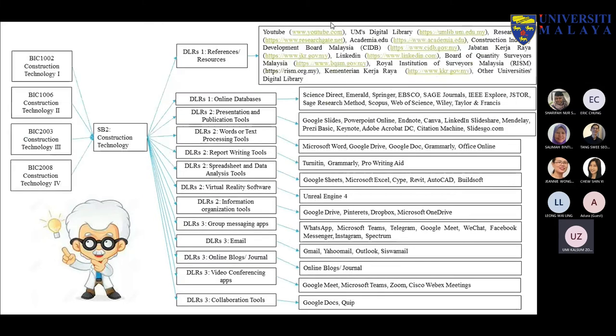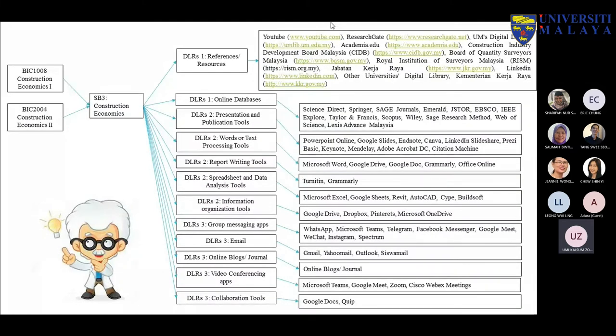And this is for construction technology, and you can see the difference in terms of the references, whereby YouTube is still number 1, but it is followed by the UM Digital Library, ResearchGate, Academia, and CIDB. Whereas for the third course group, construction economy, it is a different pattern. You can have a look at the different pattern for the references and resources. And similarly for construction law and contract.